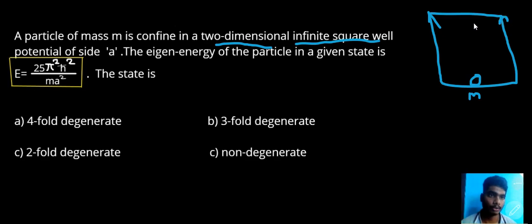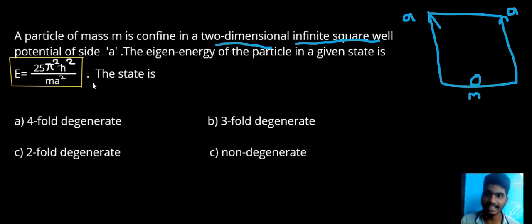Okay, this is the important thing you have to understand. So potential is going to be a here. The eigen energy of a particle in a given state is, so this is going to be an equation, the eigen equation. Whenever a particle is quantized in a box, it is going to contain an energy.